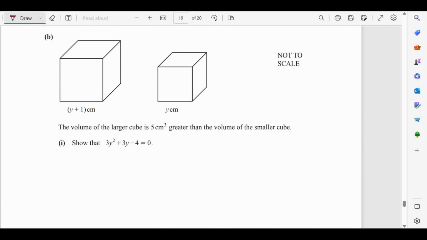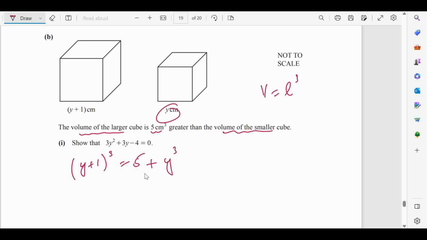The volume of the larger cube is 5 greater than the volume of the smaller cube. Now we know that the volume of a cube is equal to L cube. So from here we can say that the volume of the larger cube, that is (y plus 1) whole cube, is equal to 5 plus the volume of the smaller cube. For this one, this must be y cube.